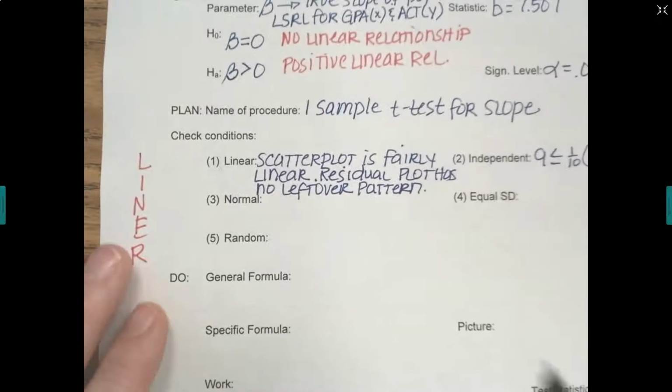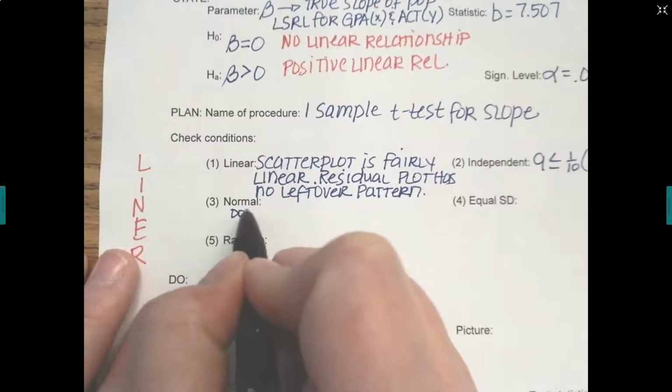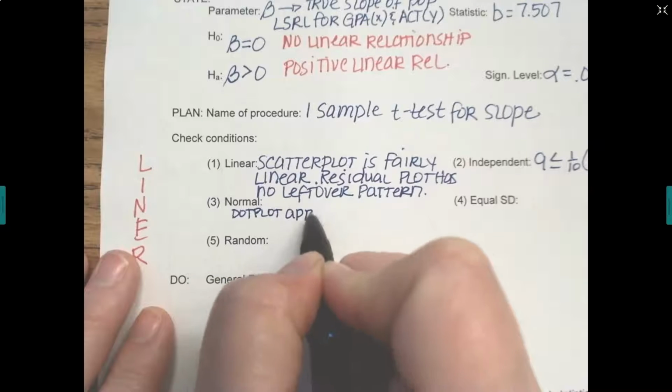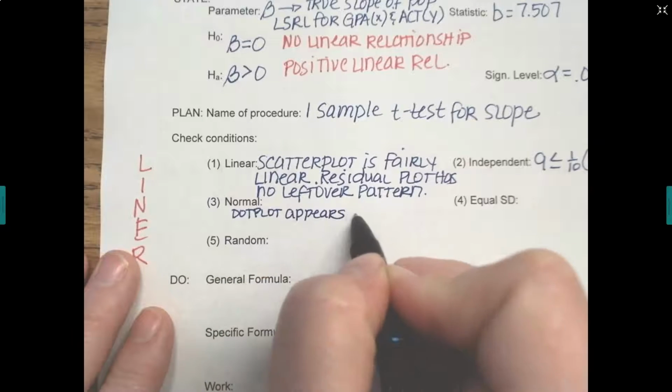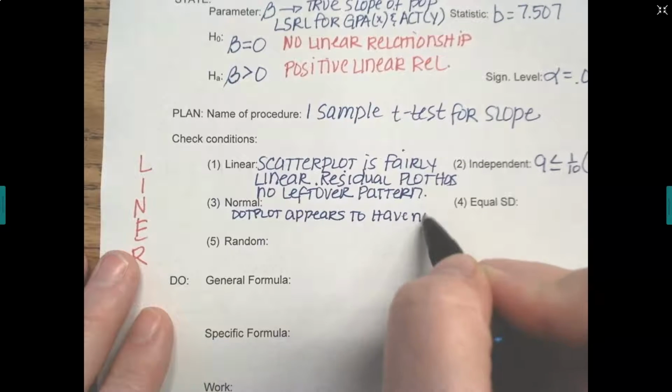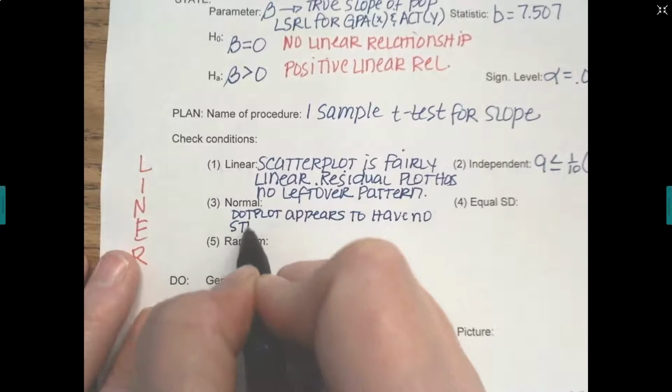So for our normal, dot plot of residuals appears to have no strong skew or outliers.